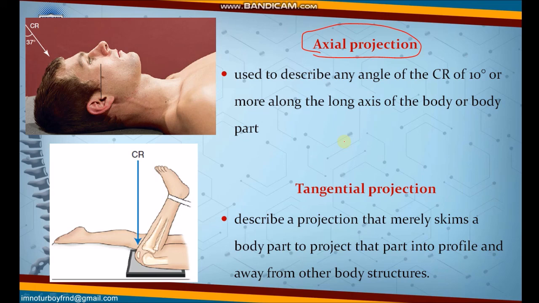Tangential projection describes a projection that merely skims a body part to project that part into profile and away from the body structures. For example, in the image on the left bottom, you have the touching, right? Touching a body part, or the central ray merely skims the body part. Okay, so in this illustration, the target is the patella of the knee. Since the patella is at the anterior corner of the knee, when you flex your knee, it is in the corner, so it can be projected tangentially.